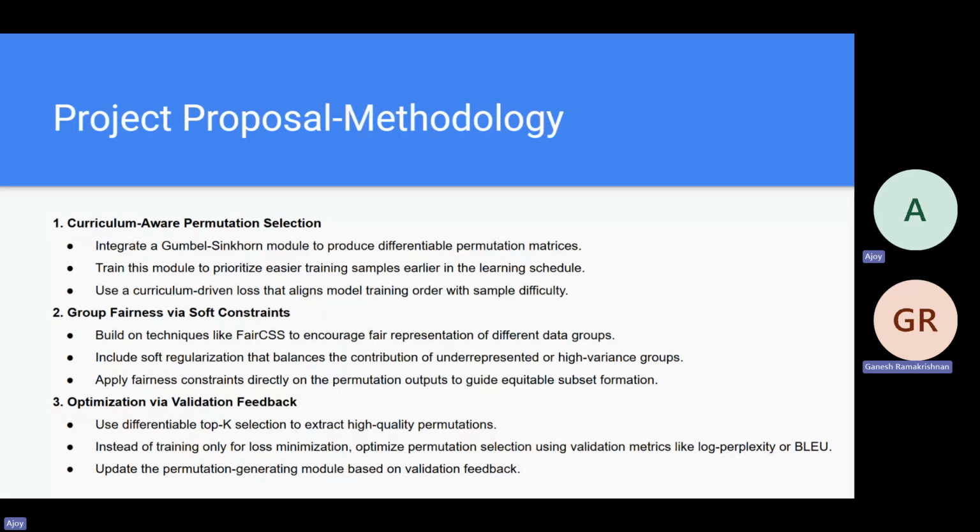Second is group fairness by soft constraints, built on techniques like fair CSS to encourage fair representation of different data groups. Fine, that by itself is an area. Underrepresented, high variances suddenly come in there. Equitable subset formation. Okay, so I don't think you have written these points for the project proposal. The project proposal is supposed to have been ready long back, right? You don't have time now.